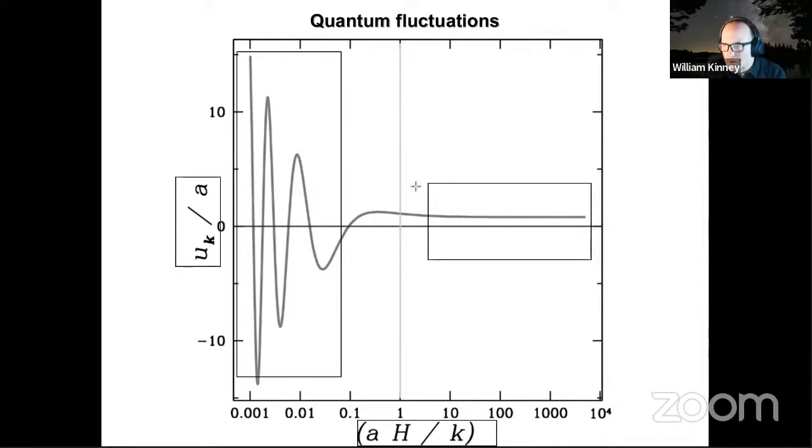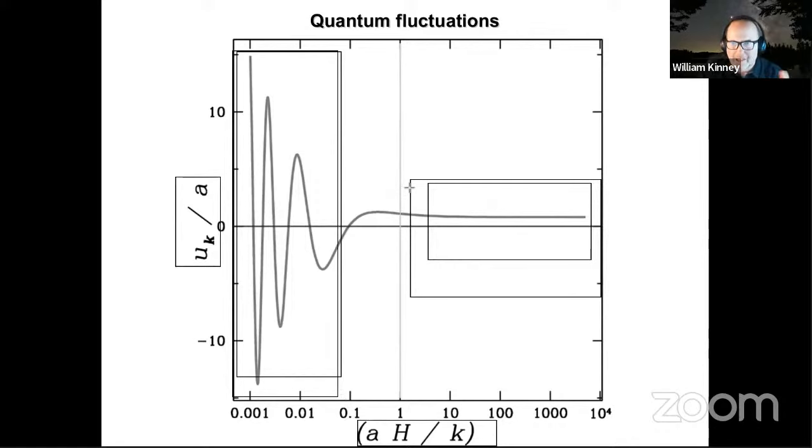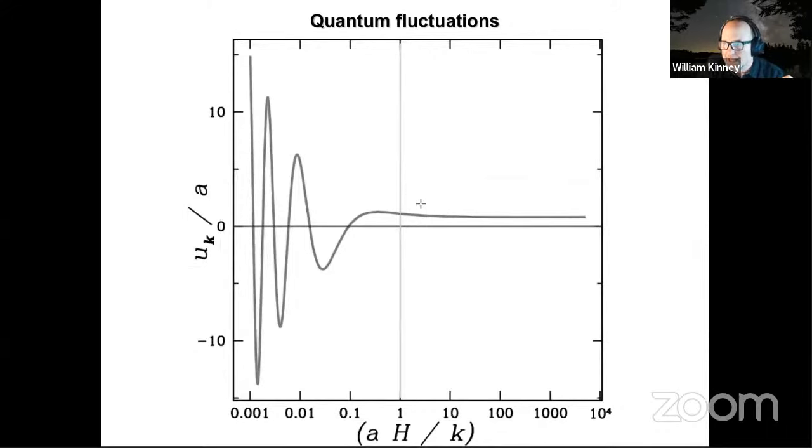And what you're seeing here is a momentum space representation of this Hawking radiation. We put the mode in a vacuum state at short wavelengths. When it stretches out to long wavelengths, in fact, it doesn't damp away, but goes to a constant, freezes into the background and sources perturbations. This is the holy grail. This is the thing that we want to calculate: the amplitude of this mode in the asymptotic limit, when it is well outside the horizon.